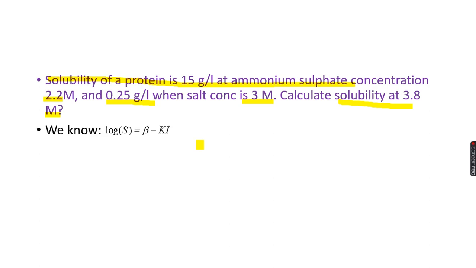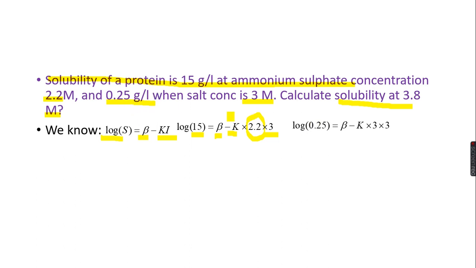So how to deal with this kind of scenario? Here we already know that log S equals beta minus KI. This information is already known, and we can utilize the same expression in two ways. First one is solubility 15. So log 15 equals beta, we don't know, K we don't know, and 2.2 is the salt concentration. We are multiplying with 3 because in our equation it is actually ionic strength. So for ammonium sulfate, we are multiplying the concentration with 3 to get ionic strength. Why we are multiplying by 3, we will discuss after some time.